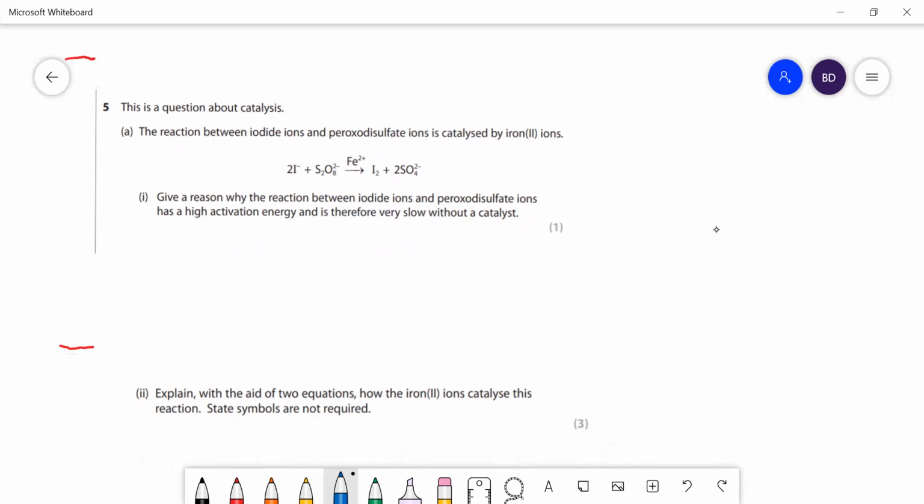Give a reason why the reaction between iodide and peroxodisulfate ions has a high activation energy. Again, this is on the specification, but if you look, they're both negatively charged, and so they're going to repel each other. The activation energy is going to be high. Right. Two, explain with the aid of two equations how the iron(II) ions catalyze this reaction.